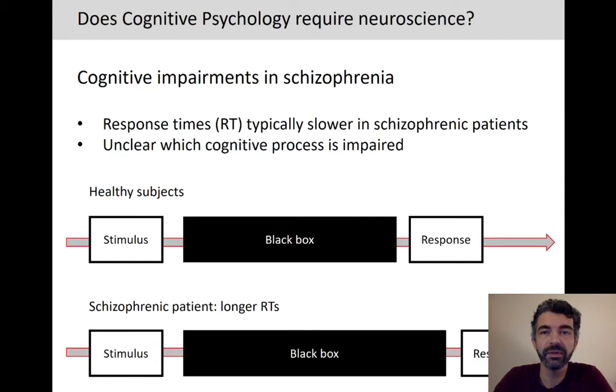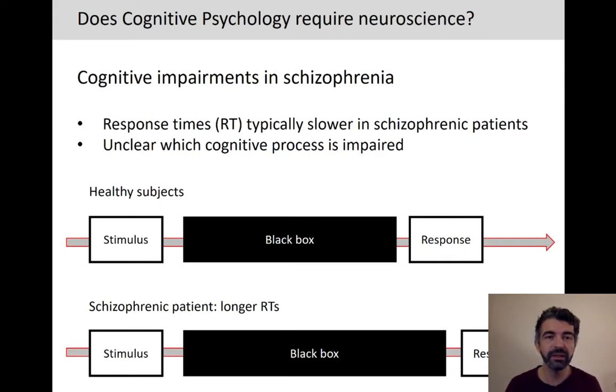So, first of all, I would like to ask the question, does cognitive psychology require neuroscience? And to give you an answer why cognitive psychology needs neuroscience, here's an example from schizophrenia research. Patients with schizophrenia have cognitive impairments such that they respond more slowly to stimuli compared to participants without schizophrenia.